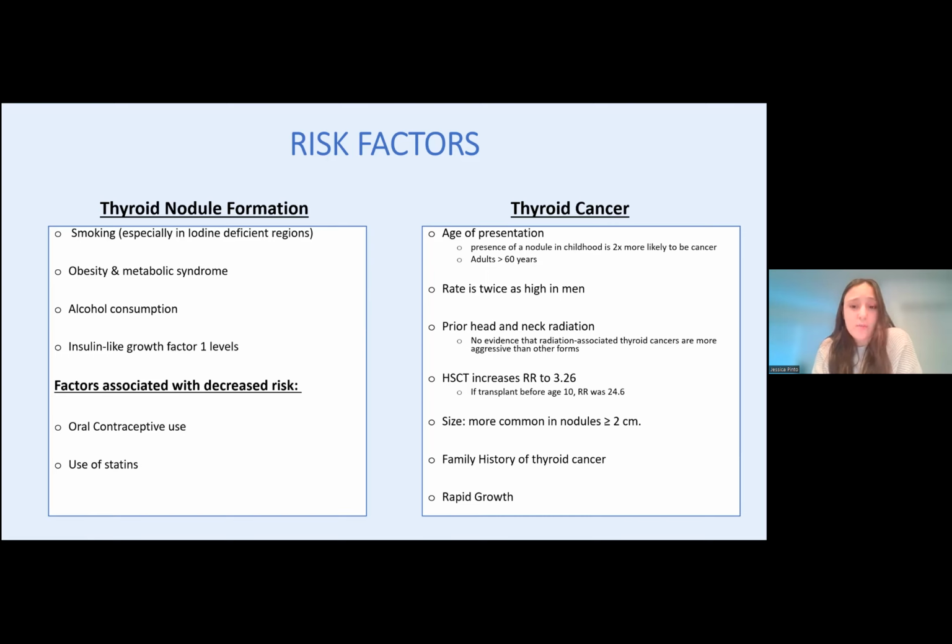A history of stem cell transplant increases the relative risk to 3, and if that stem cell transplant was before the age of 10, that relative risk bumps up to 24.6. Size is a very common marker to decide whether or not a nodule necessitates biopsy, and typically around 2 centimeters is the cutoff for an increased risk. Other risk factors are a family history of primary thyroid cancers and, of course, rapid growth. If someone has a nodule that's been the same size without change for many years, that's less concerning compared to someone who has a thyroid nodule that has rapidly progressed over the course of 6 months.